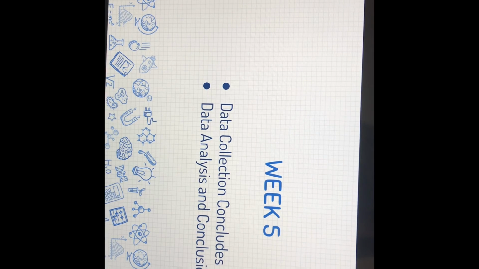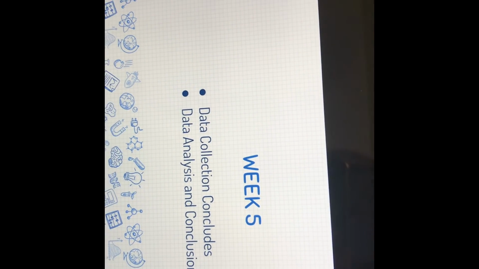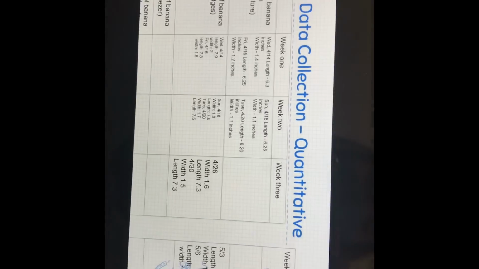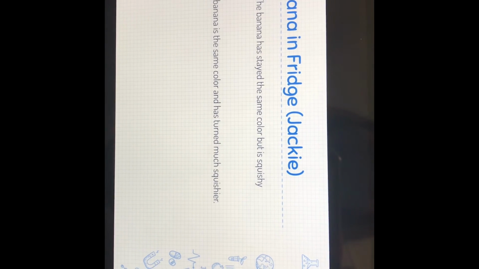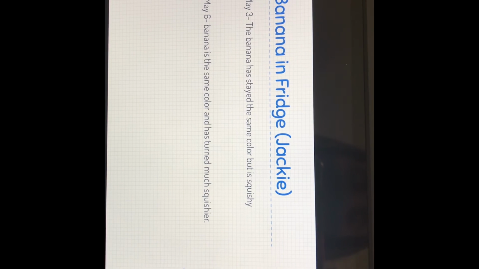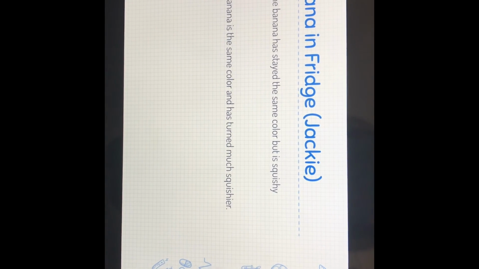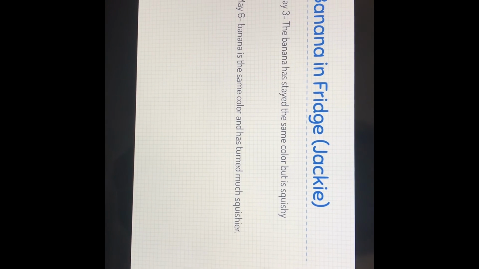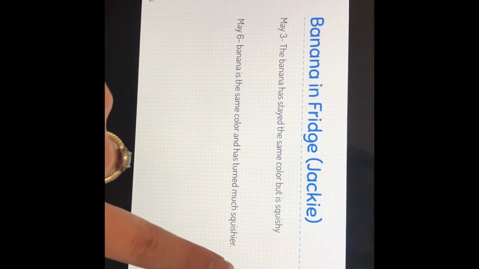Week 5, data collection concludes. Data analysis and conclusions. This is all of the data from week 1 to week 4. Just finished the banana in the fridge. I didn't have pictures, and the banana has pretty much stayed the same color since last week, but it has been getting more squishy each day.